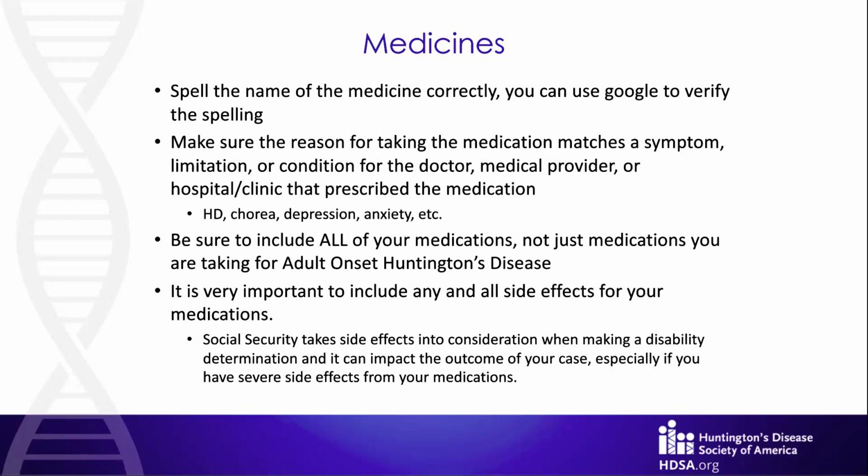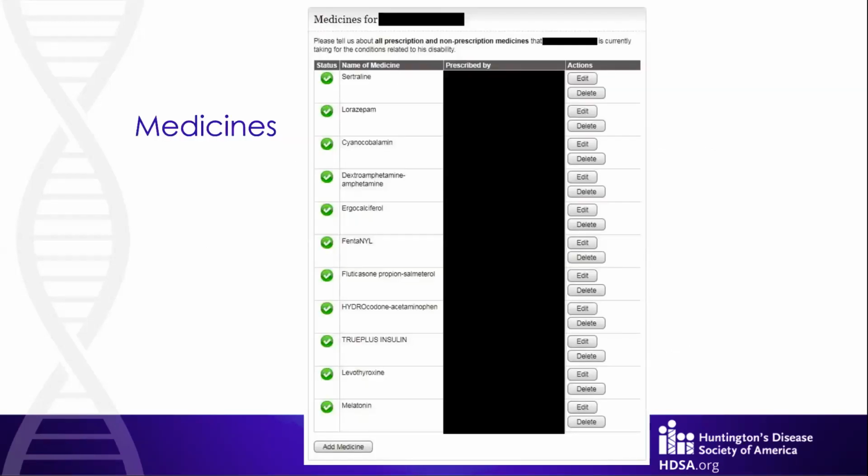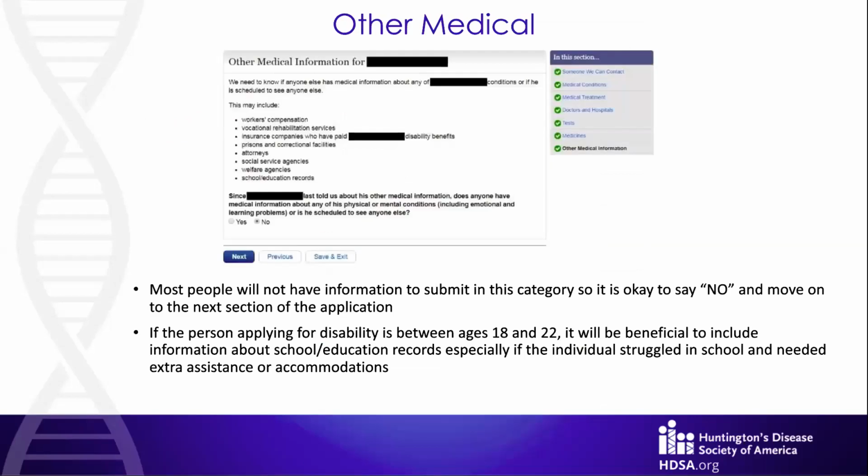Be sure to include all of your medications, not just medications you're taking for adult onset Huntington's disease, and it is very important to include any and all side effects for your medications, as I mentioned on the last slide. This is what the medicine section looks like. Again, just as with medical tests, you can add as many medicines as necessary.